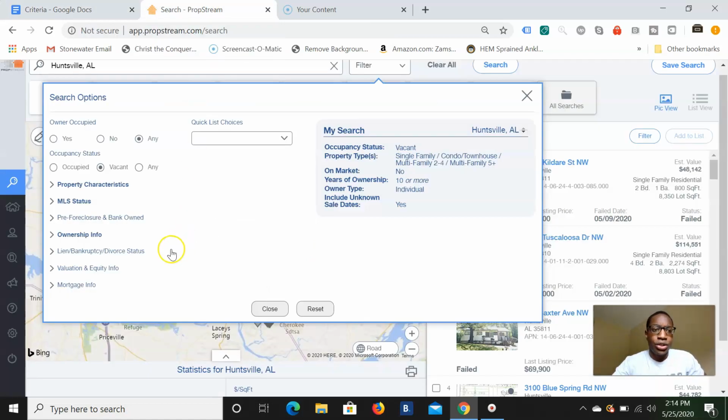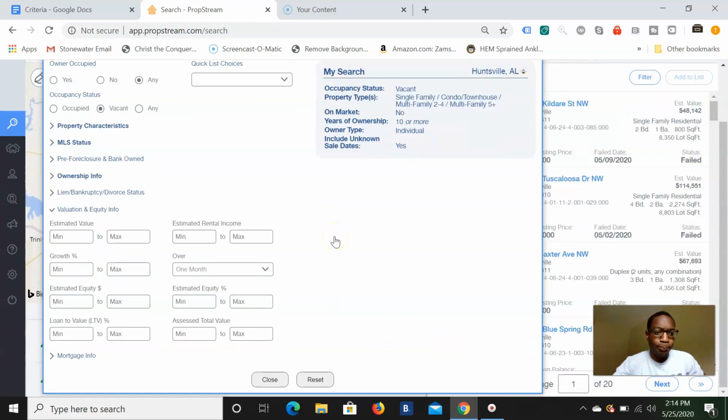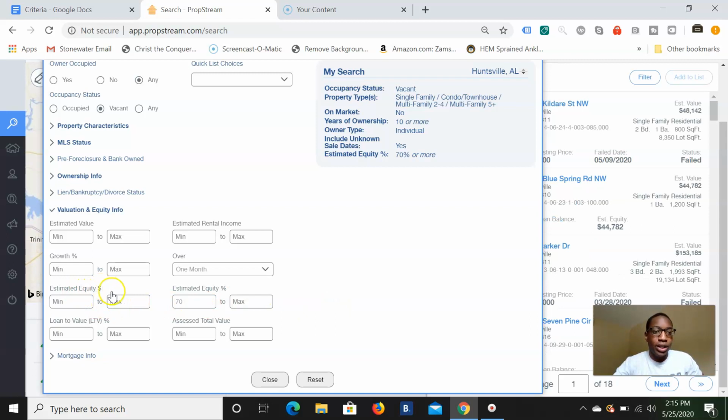And then let's go back to Propstream, and we're going to go to valuation and equity info. So they have different estimated values, estimated rental income if you guys want to dive deeper into that. But right here, we're going to go to estimated equity as a percentage, and we're just going to put 70%. And you could do estimated equity by a dollar amount.